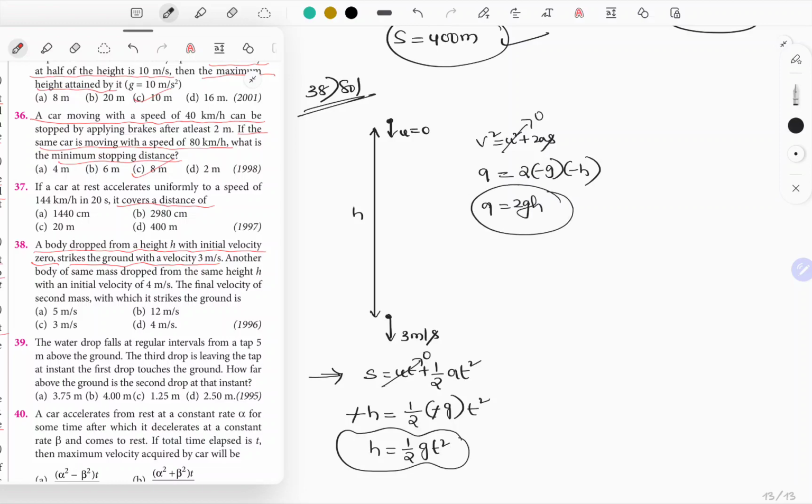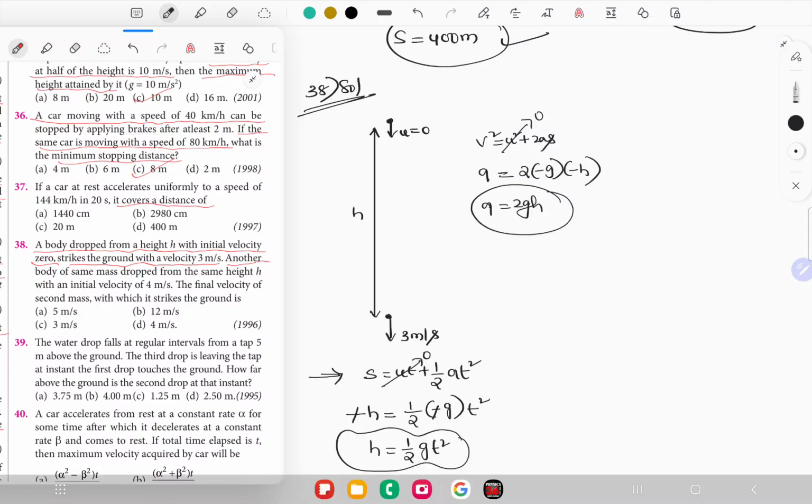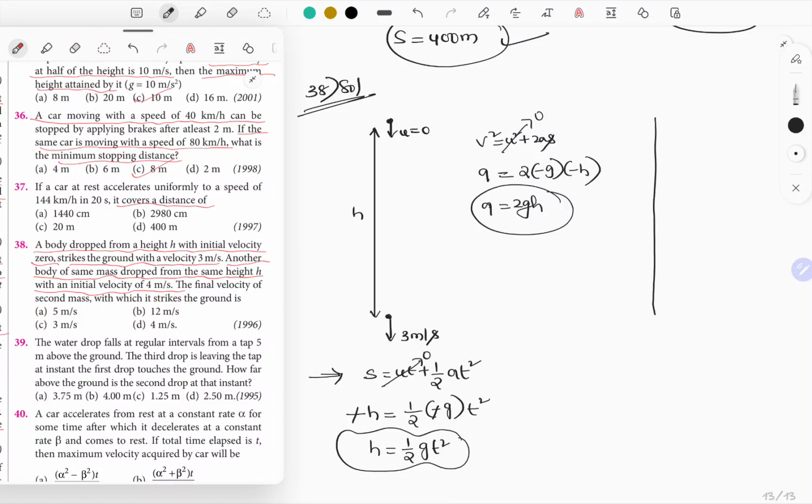One more thing. Next, another body of same mass is dropped from the same height h with an initial velocity 4 meter per second. So another object is dropped from the same height h, but it is thrown vertically down with a velocity 4 meter per second. Now the question they are asking is, what is the velocity with which it is going to hit the ground? This is what I have to find out.